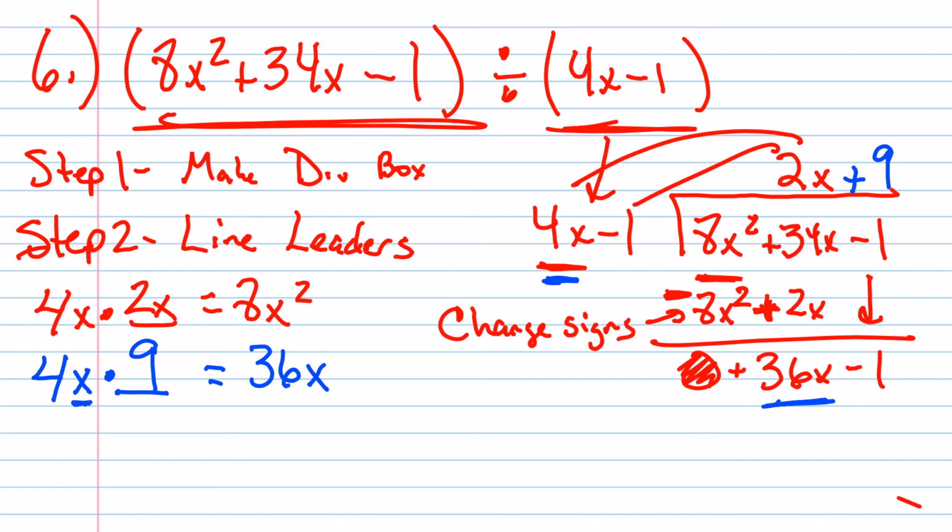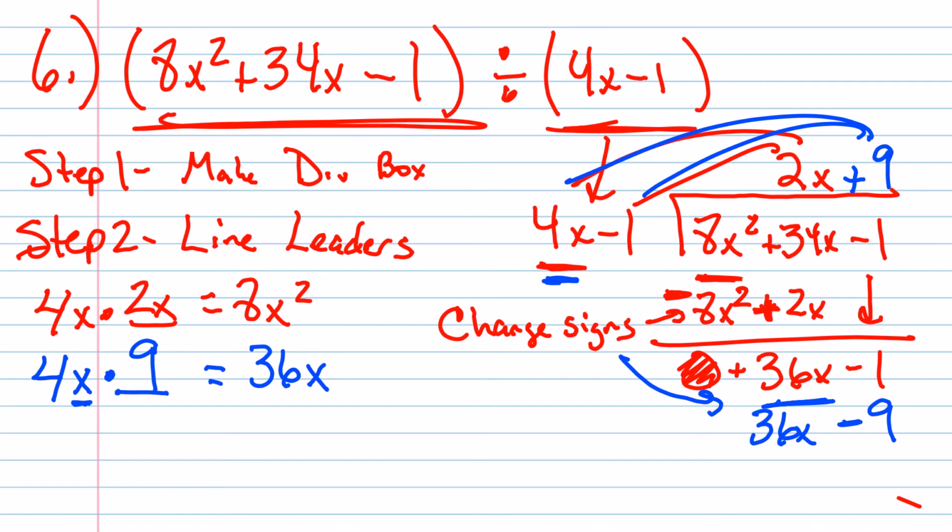Notice, if I lined everything up, I started with x's. That means my next number should have had just a number. So if I had like 9x squared or something show up, I know I made a mistake somewhere. But I didn't. So 9 times 4 is 36x. 9 times negative 1 is minus 9.